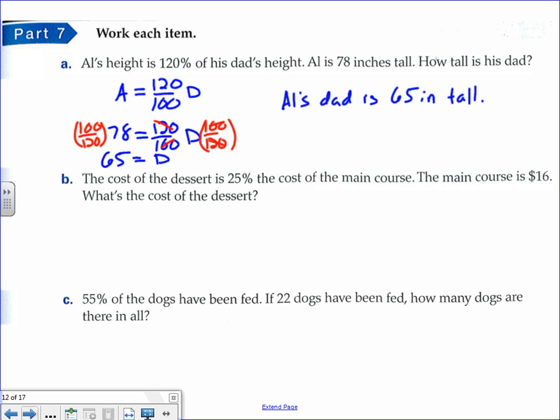All right, so go ahead and finish B and C on your own. Again, check with me when you're done so that I can make sure you have them correct.